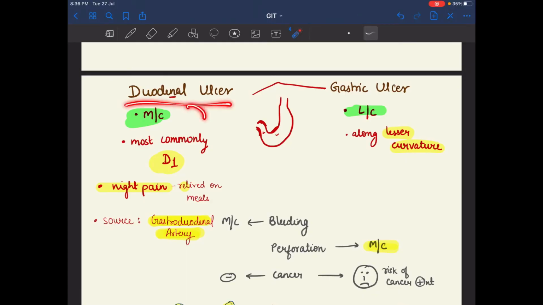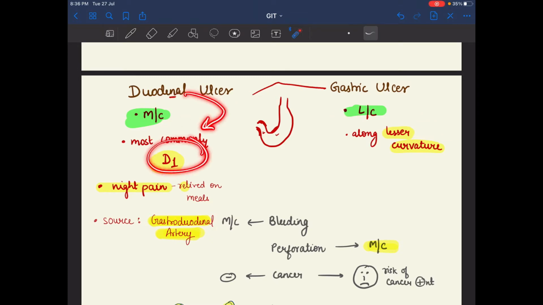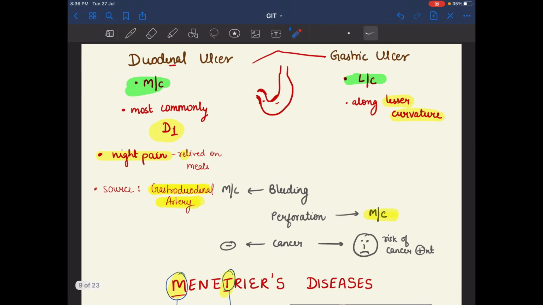In duodenal ulcer, the most common location is D1 part of the duodenum, and in gastric ulcer the most common location is the lesser curvature of the stomach. So gastric ulcer is least common, duodenal ulcer is most common. In duodenal ulcer, the presentation is that the person has pain during the night, and after eating food, he or she gets relieved. So night pain is relieved by meals.